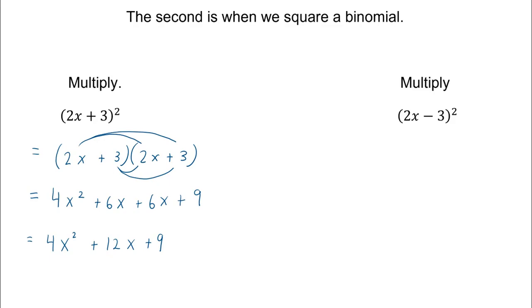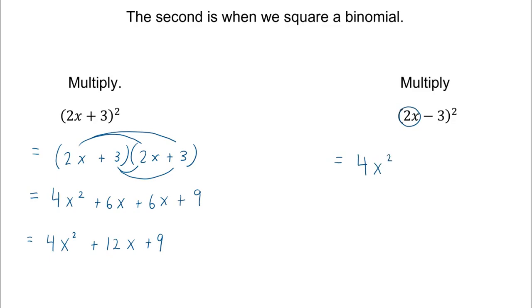Now that we know the shortcut, let's square the binomial over on the right. We're asked to multiply 2x minus 3, that quantity, squared. So in other words, we're squaring 2x minus 3. Now, if you don't like the shortcut, of course you can just write 2x minus 3 times 2x minus 3 and FOIL that out. But let's use the shortcut. To get the first term of my final multiplication, all I have to do is square the first term. 2x times 2x is 4x squared.